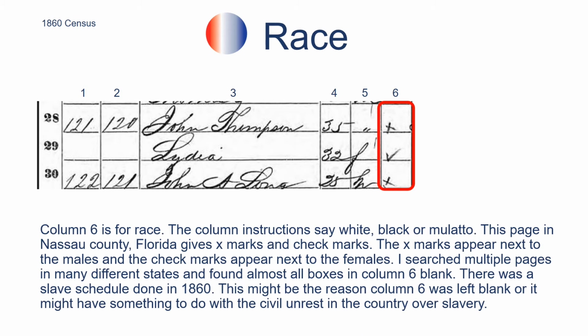Race. Column 6 is for race. The column instructions say white, black, or mulatto. This page in Nassau County, Florida gives X marks and check marks. The X marks appear next to the males and the check marks appear next to the females. I searched multiple pages in different states and found almost all boxes in column 6 blank. There was the slave schedule done in 1860. This might be the reason column 6 was left blank, or it might have something to do with the civil unrest in the country over slavery.